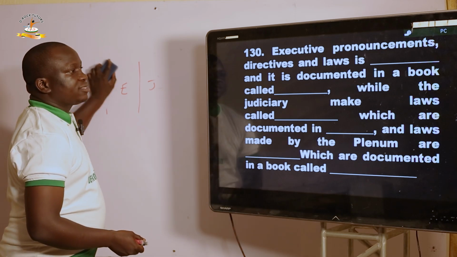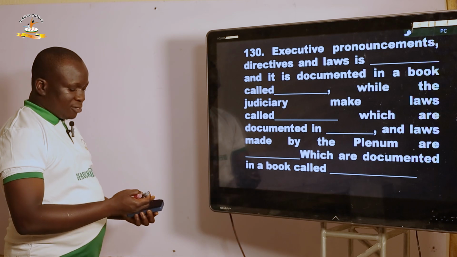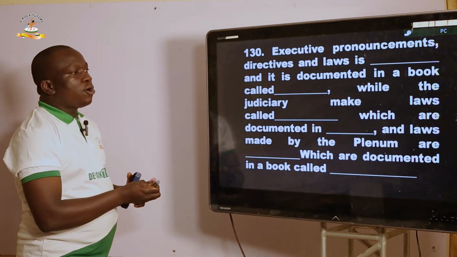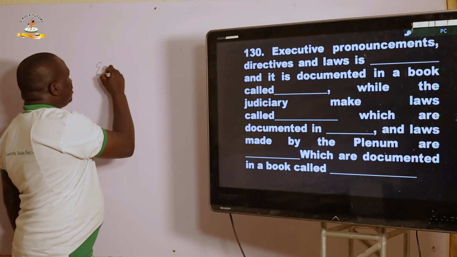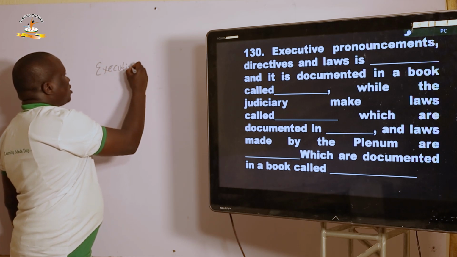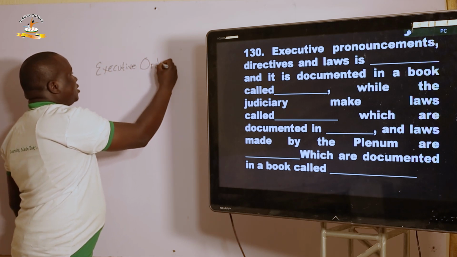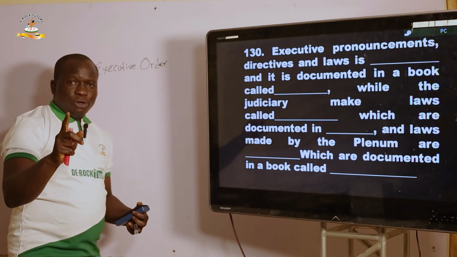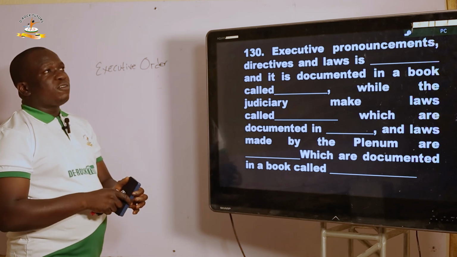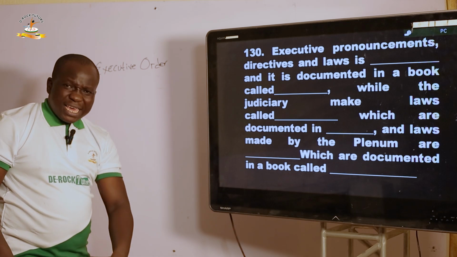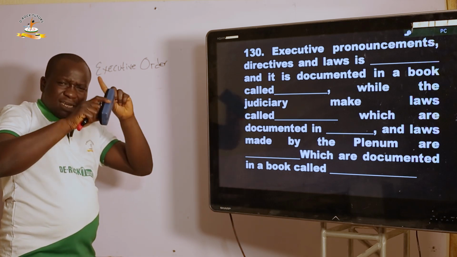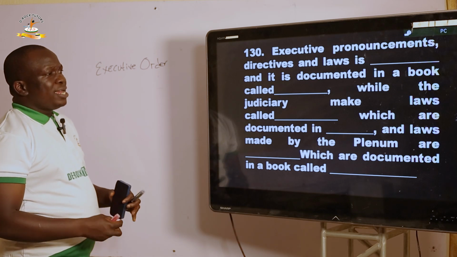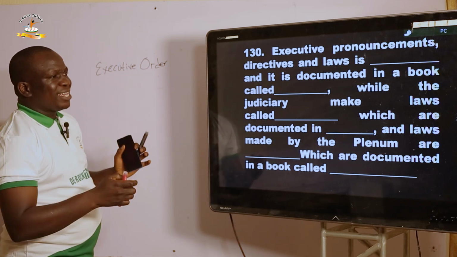Executive pronouncements, directives, and laws are called dash. When the executive makes a law, such a law is called executive order. Such a law is called what? Executive order. In case you see presidential order, don't pick it. It looks as if it should be correct. But what of when the governor of a state makes a law? He is the head of the executive. So the word that captures it is executive order. Now, where do you document executive orders?